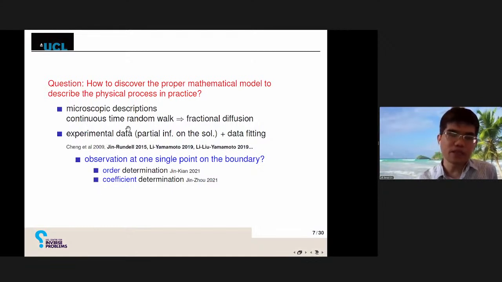Let me just emphasize that this kind of mathematical problem actually has quite a long history. It was first started by Jin Cheng and Masahiro Yamamoto in 2009. And after that, there are many works in this direction. I also have been working on this on and off for a while. And if you are interested, there are three review papers listed here, where you can find many details and further references on this kind of problem.